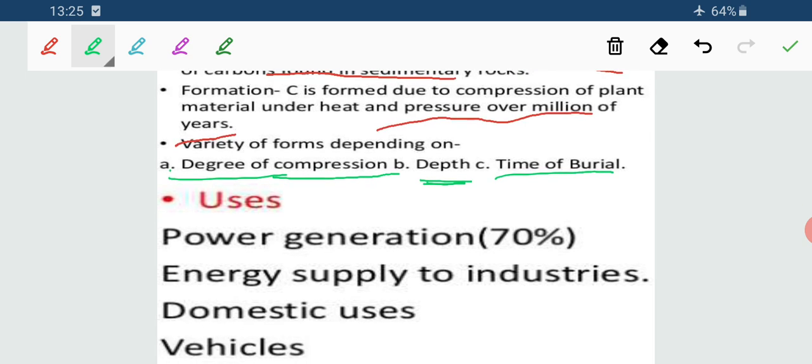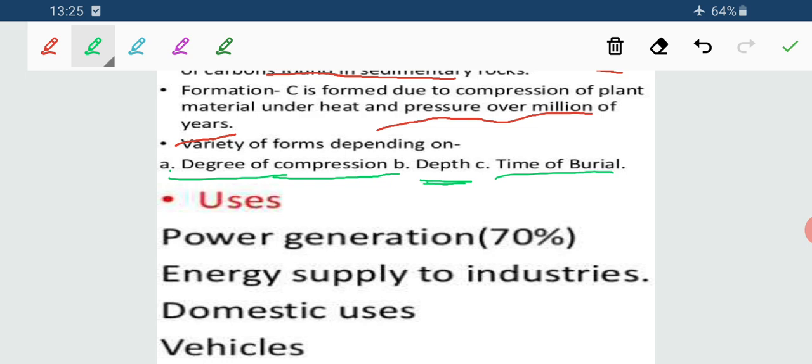So as I said, time of burial. So what is another name we can give to the coal? Buried sunshine. Coal is also termed as buried sunshine. Why? Because it gives energy, the sun is giving energy, but here the sun is at the atmospheric level and here it is within the crustal part. So it is termed as buried sunshine.